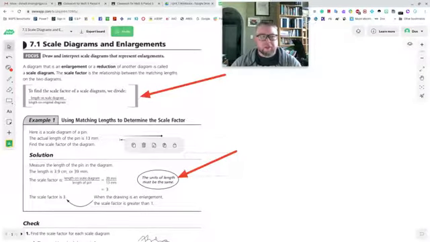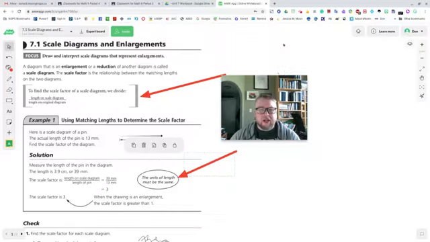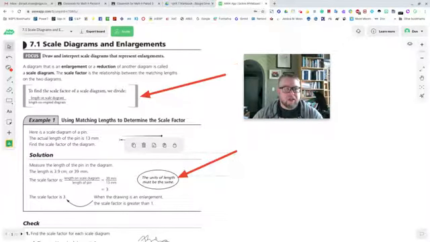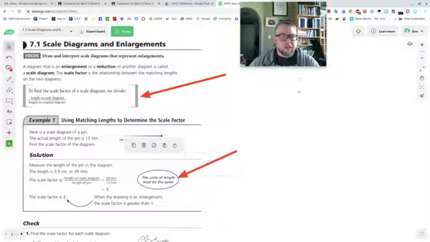We're going to be talking a little bit about scale diagrams and enlargements. You'll notice right down here to the left of the screen where the arrow is, the first thing we're going to be talking about is scale diagrams, and we're going to move on to enlargements.